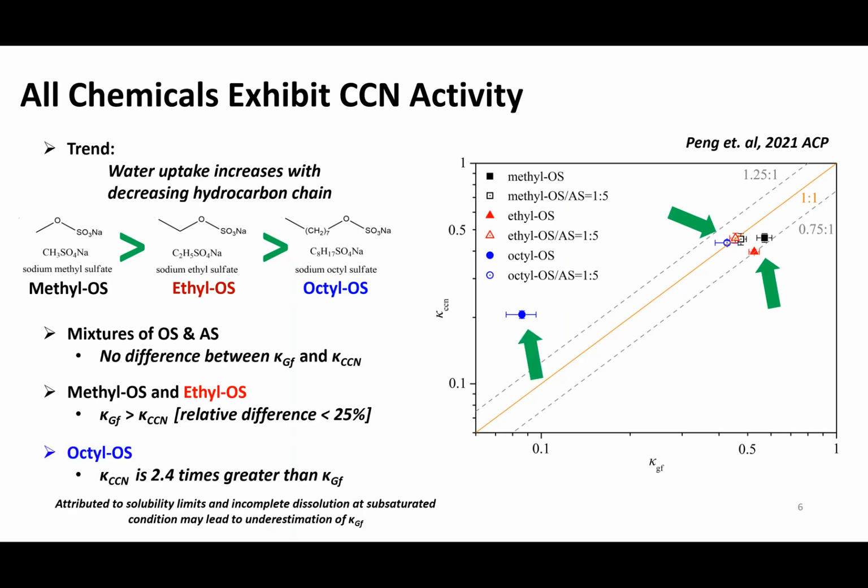And finally, we see that for octyl OS, the kappa CCN is 2.4 times greater than kappa GF. This is due to the solubility limits of octyl OS. Incomplete dissolution under subsaturated condition may lead to underestimation of kappa GF.